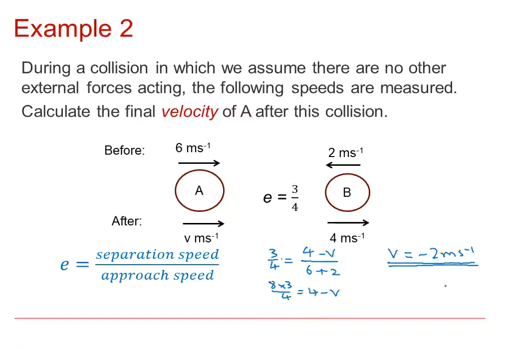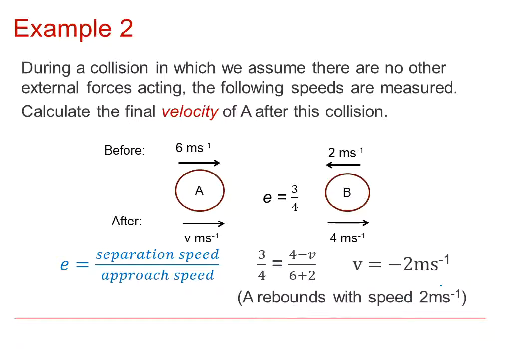So we can either say the velocity is minus 2 meters per second, or we can say that the speed is 2 meters per second and that it is moving left, to make it absolutely clear that it has rebounded at 2 meters per second. And we can see the method again there.